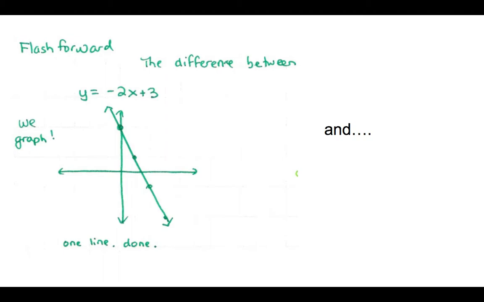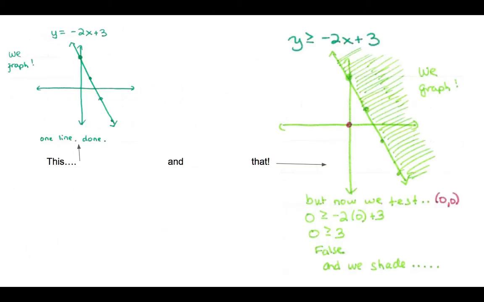So we're going to look at the difference between this, where we graph y equals negative 2x plus 3, equals one line done, that's it, and that. When I have an inequality, I still graph, just like I did over here. So I'm still graphing. But now I have to do the testing and the shading.